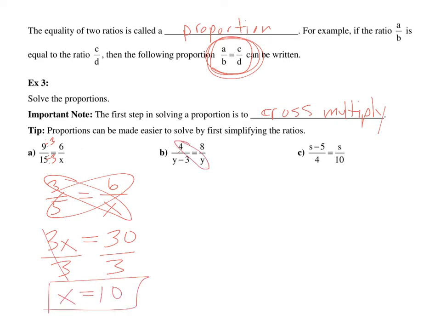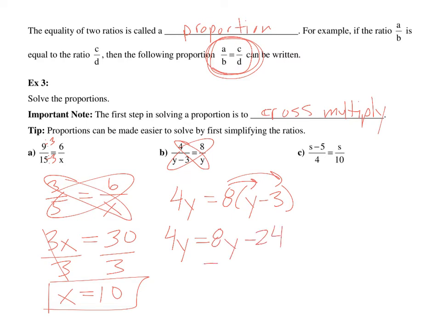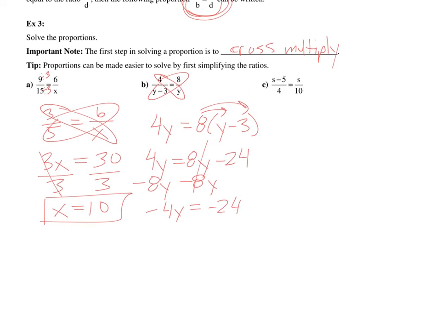Here I'm going to cross multiply. So I get 4y is equal to 8 times y minus 3. I get 4y is equal to 8y minus 24. All right, subtract 8y. So I have negative 4y is equal to negative 24. So divide by negative 4, and y is equal to 6.